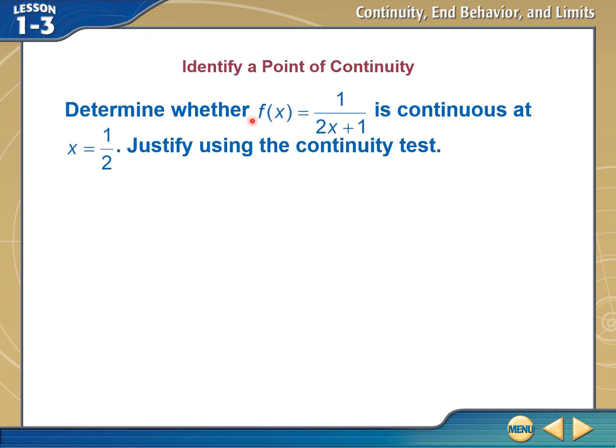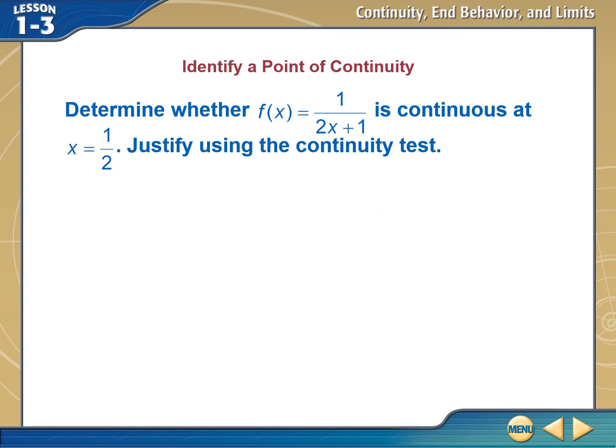In this example, we want to identify a point of continuity. Determine whether f of x equals 1 over 2x plus 1 is continuous at x equals a half. So this is our c. Is it continuous at x equals a half? Justify using the continuity test.